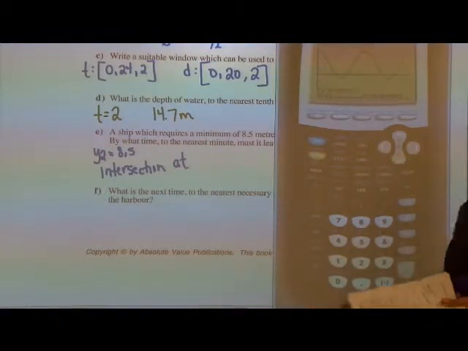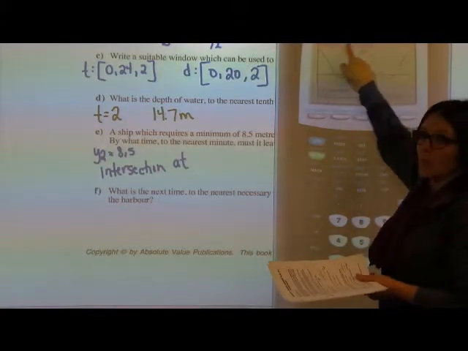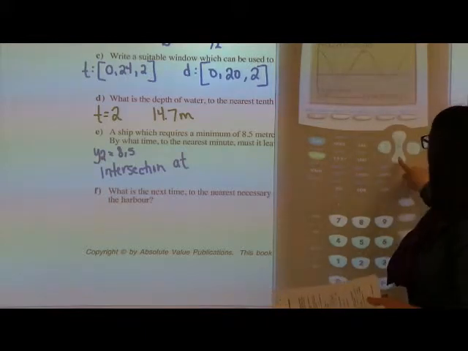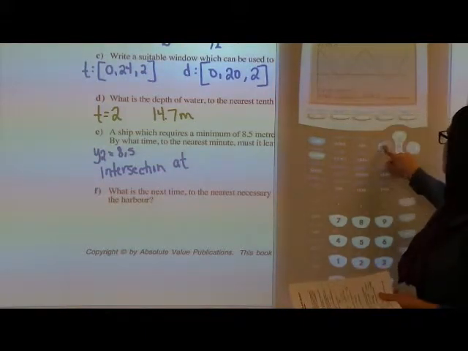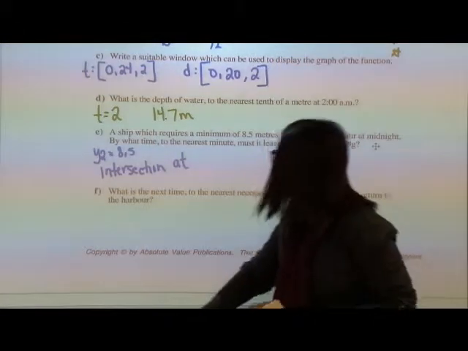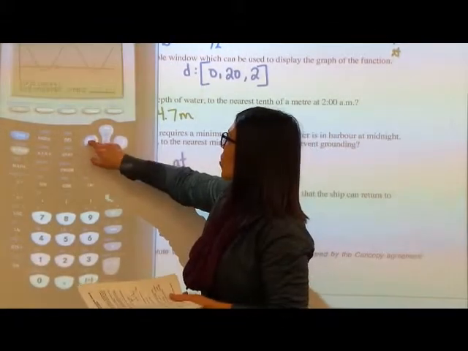When you're finding these intersections, this line up here tells me which graph I'm on. So I'm on the coast graph. If I press the up down, it'll bring me to the next graph, so then I can scroll straight over instead of having to go up and down.